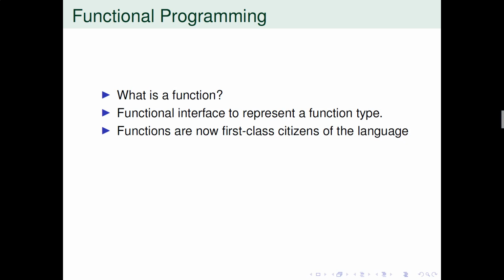A functional interface represents a function type. What is a functional interface? It is something which can represent a function type. Functions are now first class citizens of the language. To understand the statement about first class citizens, you have to consider the second line also. So a functional interface is something which represents a function, the kind of box I just talked about.